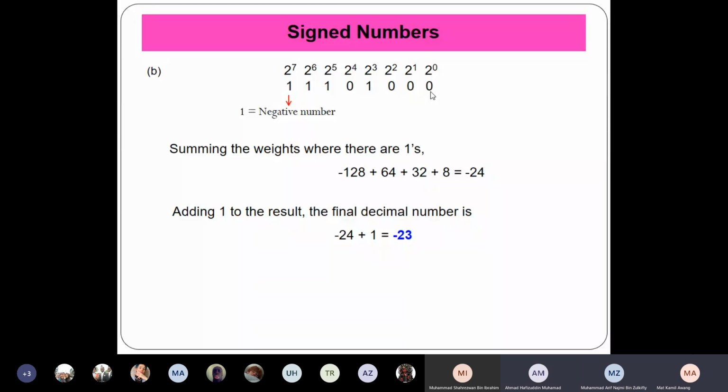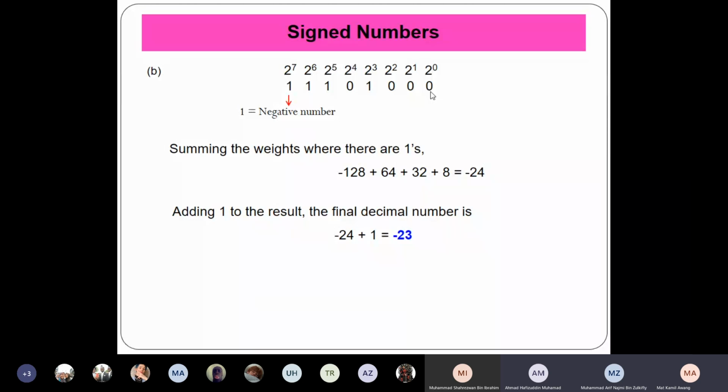Betul, sir. 16 plus 4 plus 2 plus 1. How many? You get 23. So the decimal number is actually minus 23. So that is actually a faster way of doing that.